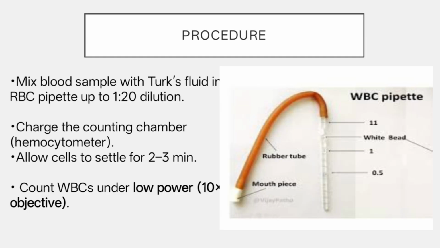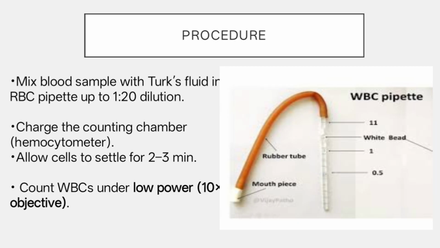So this is the procedure. On the right hand side you can see the WBC pipette. 0.5, 1 and 11 are the markings, and they also have no unit. So the dilution factor is around 20. Mix the blood sample with Turk's fluid. Up to 0.5 you take the blood, and up to 11 you take the Turk's fluid, and you follow the same procedure as you have done in RBC counting, and charge the counting chamber. Allow the cells to settle for 2 to 3 minutes. Count the WBCs under low power.